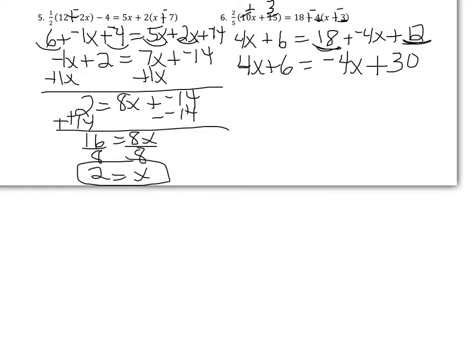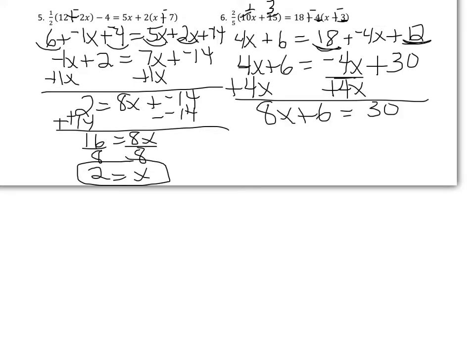All right, now I'm going to get the variable on one side. Now I have positive 4x and negative 4x. But I can cancel out this negative 4x on the right-hand side by adding 4x. Minus a negative 4x is the same as adding 4x. And I do get 8x plus 6 equal to 30.